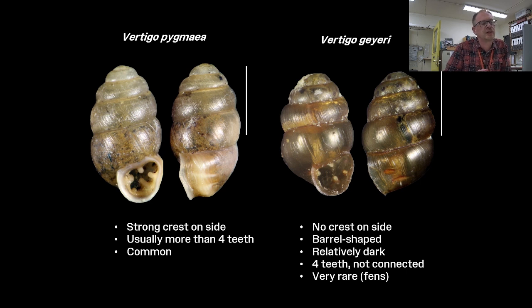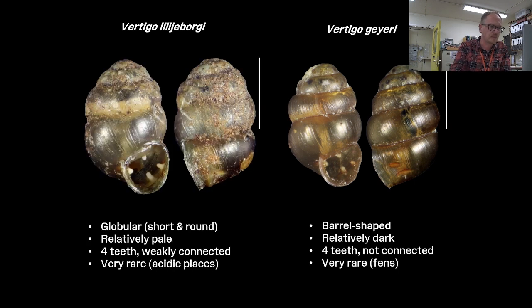Also, the geyeri shells tend to be relatively dark, and they're more barrel-shaped than the pygmaea are as well. They tend to be a shorter and broader shell. But they really are very rare, so you're unlikely to find them by accident. There's another species, Vertigo liljeborgii, which is also very rare, and that lives in similar habitats in Wales, and it's absolutely critical that the two are properly distinguished, because they're both rare, and we would like to know of any other populations of either.